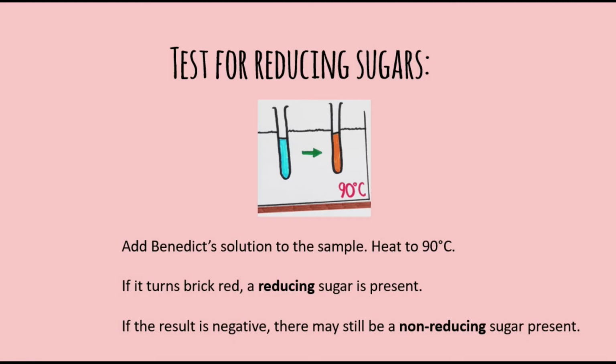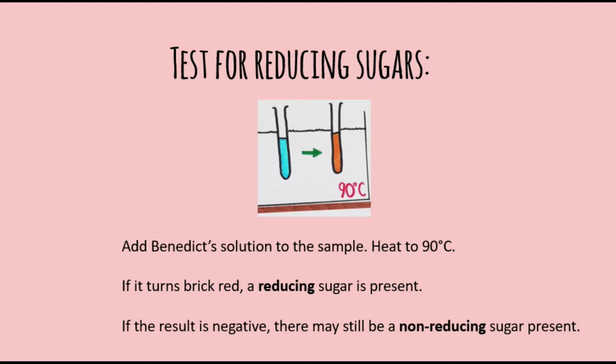So what we need to do is add an extra step to the food test for sugar. First, we'd carry out the standard Benedict's test. If the result is positive, then we know that we have a reducing sugar. But if the result is negative, there might be some non-reducing sugar that we do not know about.